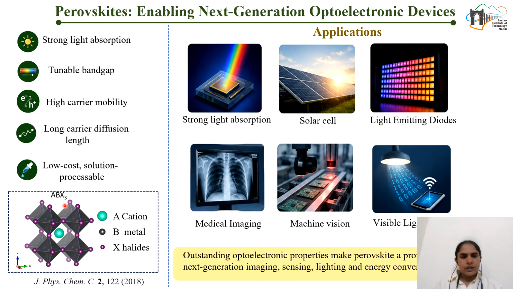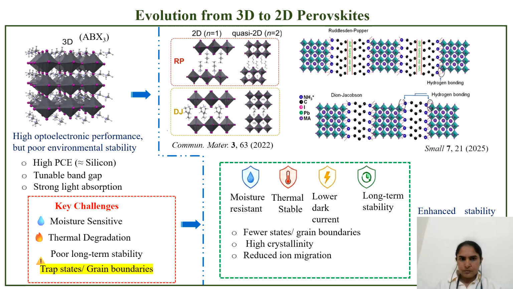And the formula for the 3D perovskite material is ABX3, where A is the monovalent cation, B is the metal divalent cation, and X is the halide. Due to their outstanding optoelectronic properties, they have a wide range of applications in photodetectors, solar cells, LEDs, medical imaging, machine vision, visible light communication, etc.